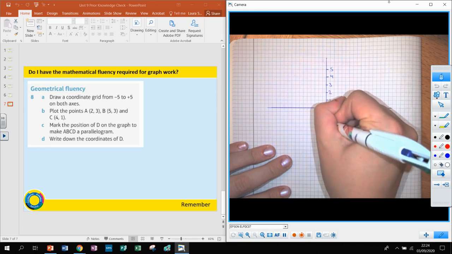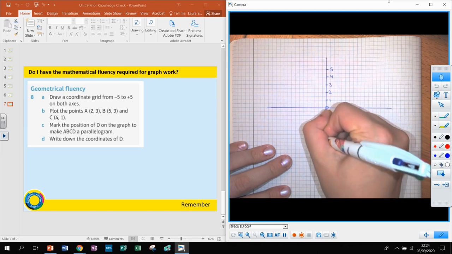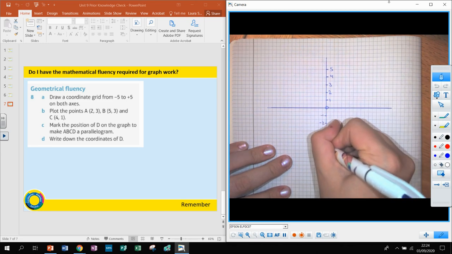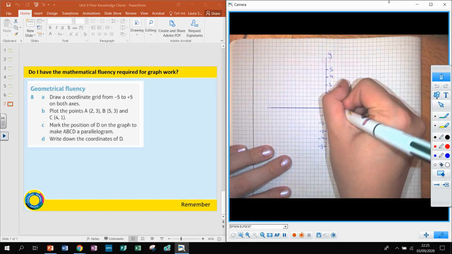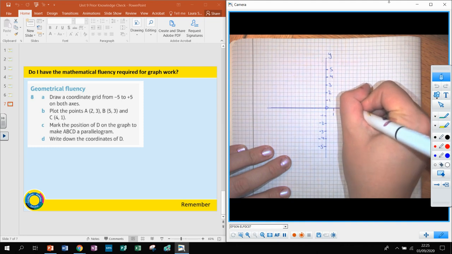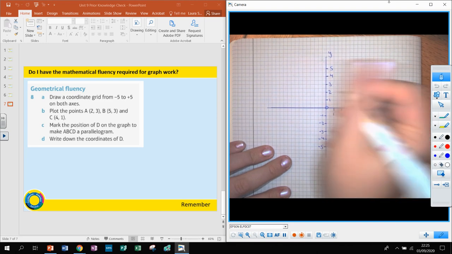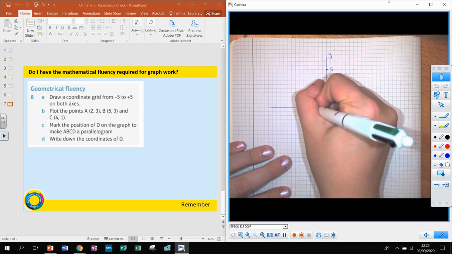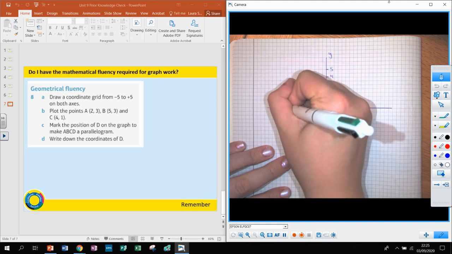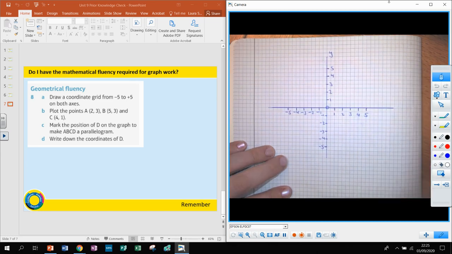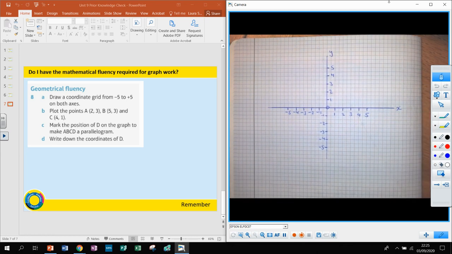-1, -2, -3, -4, -5. Okay, they did say from 5 to -5, so that's the y-axis done. Need to do the same for the x. Okay. All right, so we've got that sorted. Well done. And make sure you label that as the x-axis before we continue.